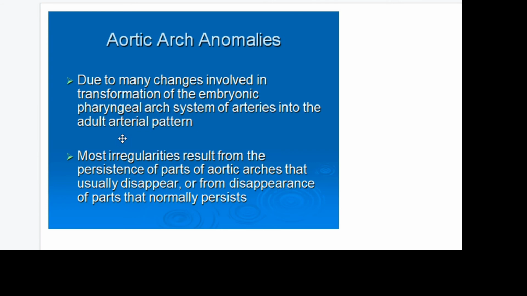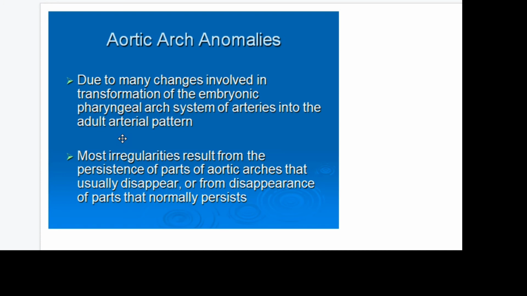Now, what anomalies occur? These occur due to changes involved in the transformation of the embryonic pharyngeal arch system of arteries into the adult arterial pattern. These irregularities result from the persistence of parts of aortic arches that usually disappear, or from disappearance of parts that normally persist. So the parts that had to disappear did not disappear and are still persisting, or those that had to be present normally, they disappear.